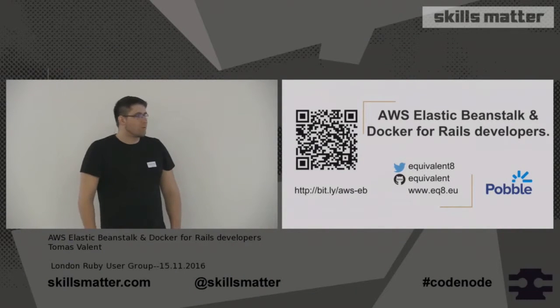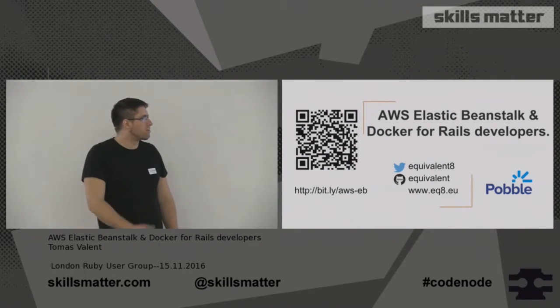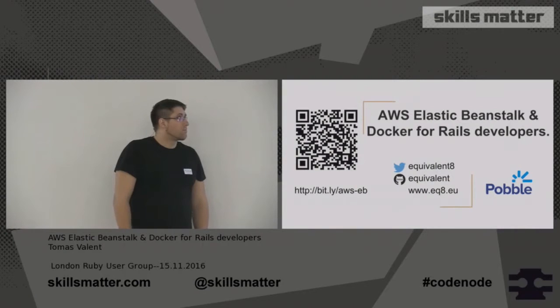And today I would like to talk about how you can deploy your Ruby on Rails applications and pretty much any other applications to AWS Elastic Beanstalk using Docker.